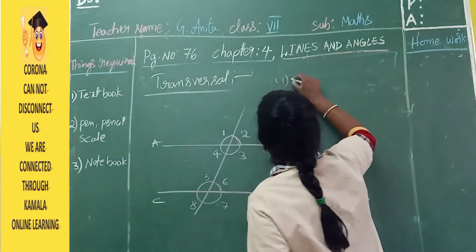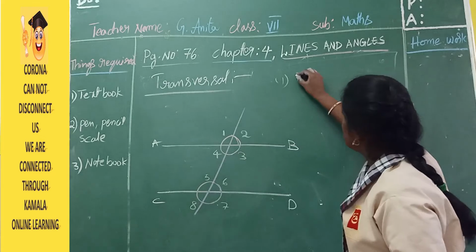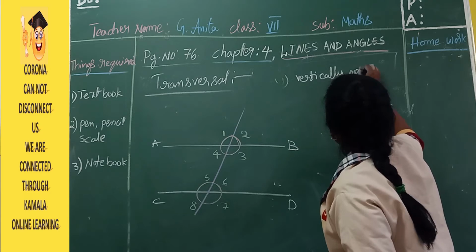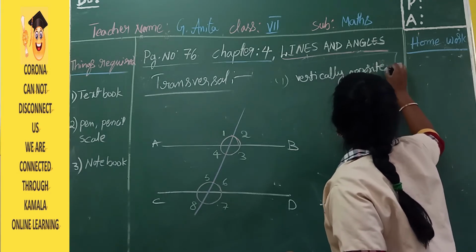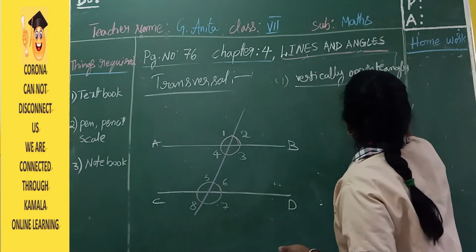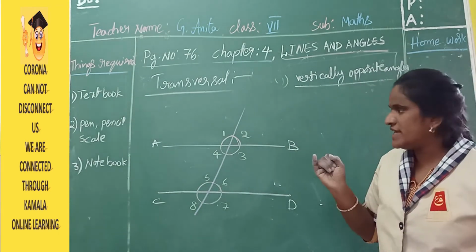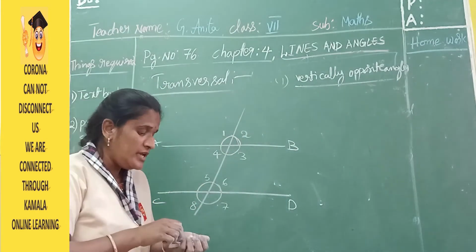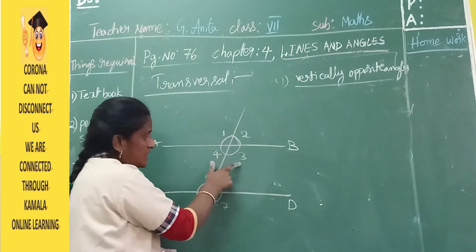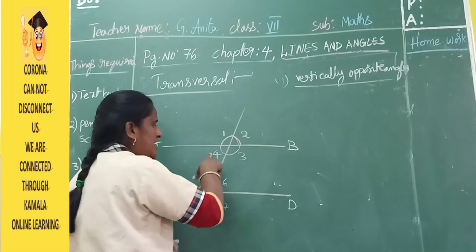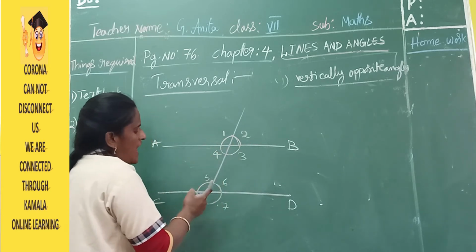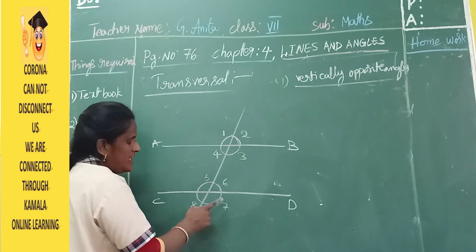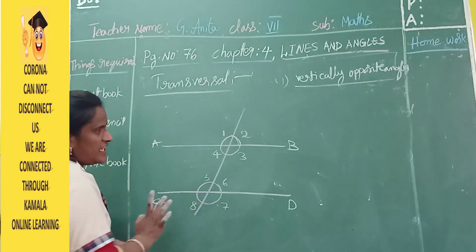So the first definition, which you already know: vertically opposite angles. What is the meaning of vertically opposite angles? Everyone knows already. They have a common vertex and are opposite to each other. Here which are vertically opposite angles? Angle 1, angle 3. These two are vertically opposite angles. Angle 2, angle 4. Angle 5, angle 7. Angle 6, angle 8.